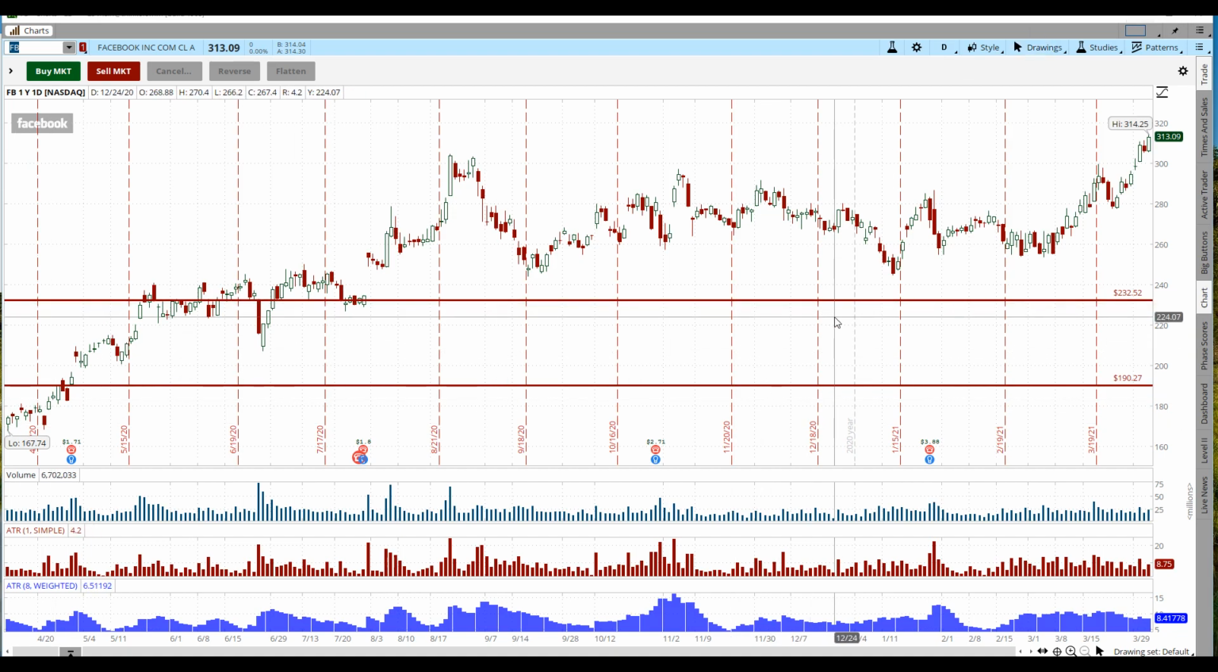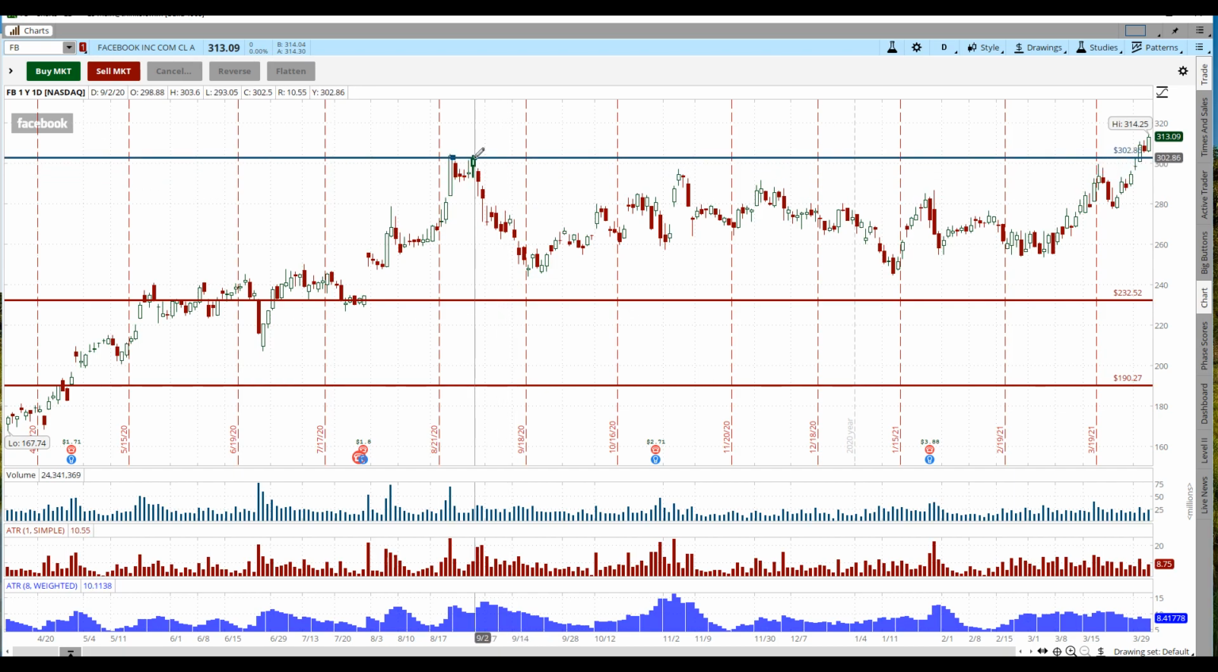Let's say we take a look at one of our favorites, Facebook. There's nothing wrong with Facebook itself. Facebook just recently broke a 52-week high, and we have now stayed above it for the last 3 trading days. The longer you stay above the 52-week high, the more bullish, the stronger the bullishness is. Now, let's say today is Thursday.